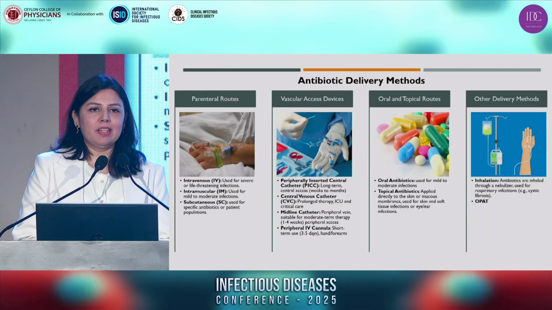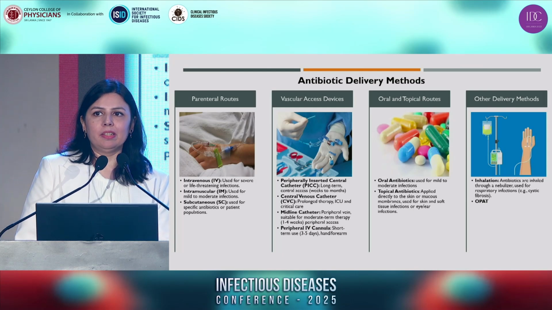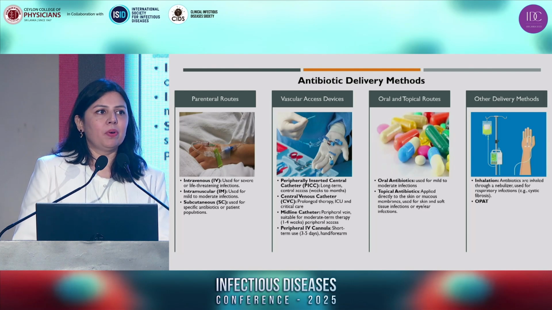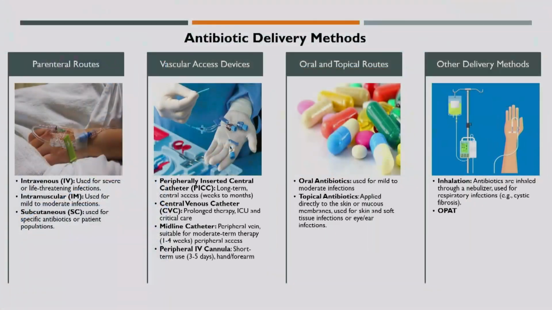So what are the different antibiotic delivery methods? I'm going to describe here the parenteral routes. The most common, the IV antibiotics, are mostly used for severe or life-threatening infections. There are intramuscular routes, which are used for mild to moderate infections, and then we have the subcutaneous routes for antibiotics. For vascular access devices, we have different methodologies available. The most common are the peripherally inserted central catheters, which are mainly used for long-term infections and long-term duration as well.